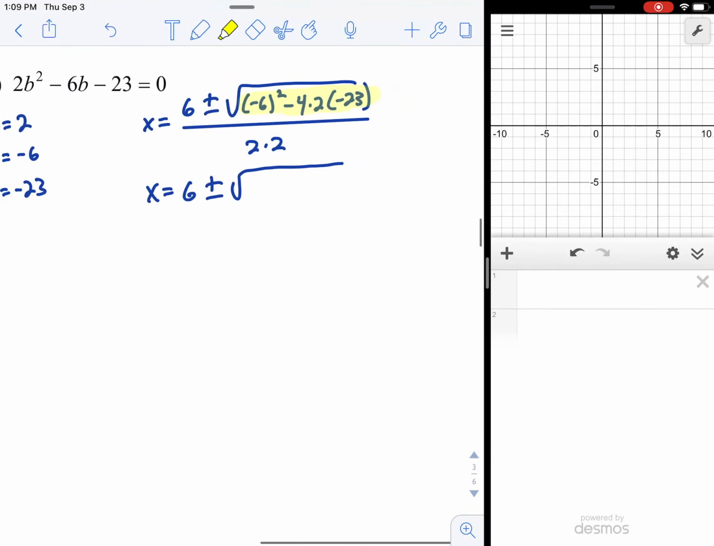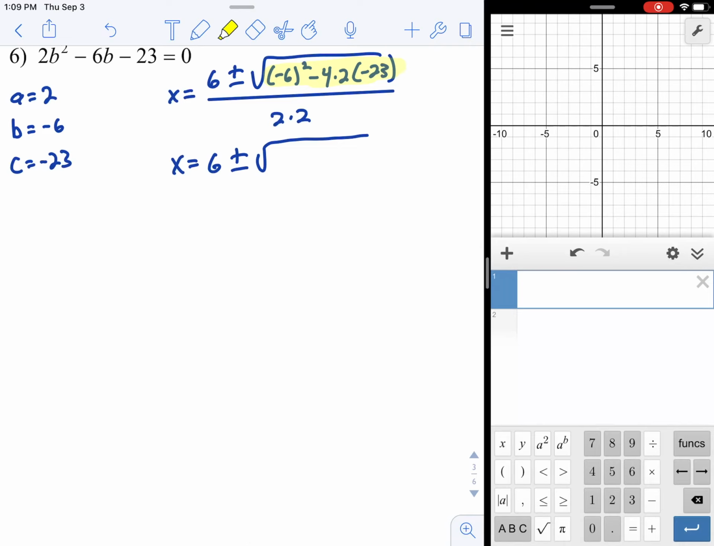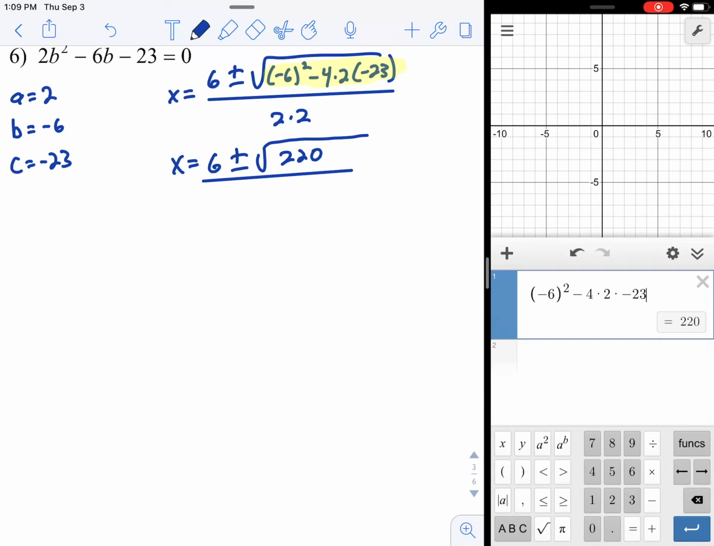So I'm going to type in parenthesis negative 6 parenthesis squared minus 4 times 2 times negative 23, and that's 220 all over 2 times 2, which is 4. I don't need a calculator for that.